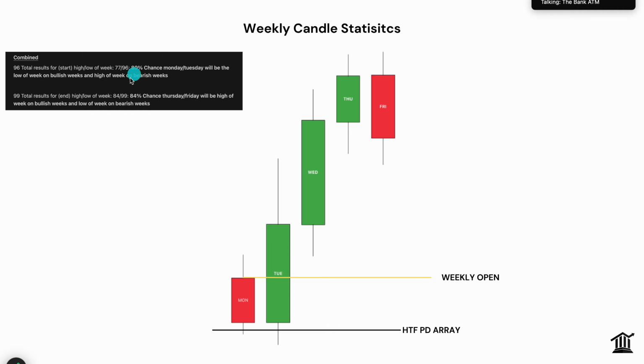We could have used this statistic to help us figure out, you know what, Wednesday's low of the week, we haven't taken out any major liquidity yet. So is it viable for us to assume that Friday could go ahead and create the low?